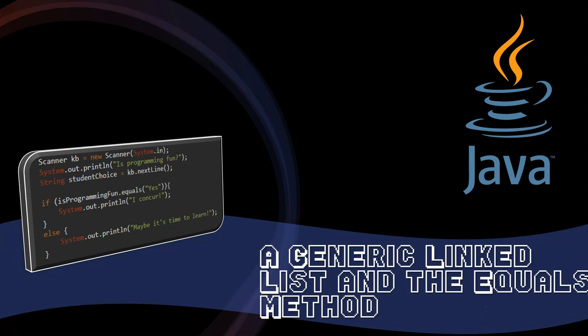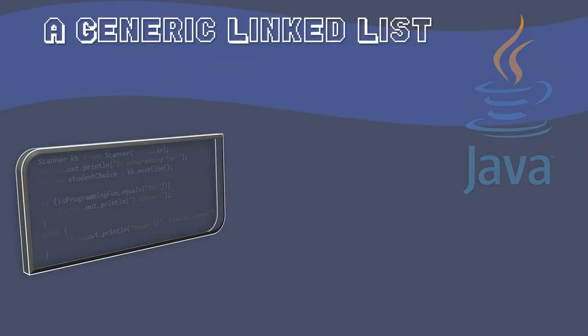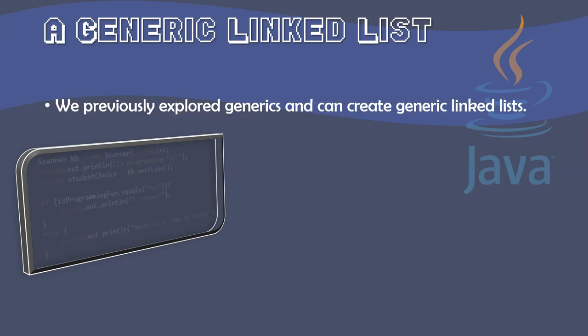And welcome back. We are going to go ahead and continue our work with linked lists, specifically looking at how we can apply generics to linked lists and also how we can implement our equals method into our code. So getting started here with our linked list generics, we already know previously how to use generics. We've explored them and we can see it's pretty simple. Well, we can take those same things to create generic linked lists.